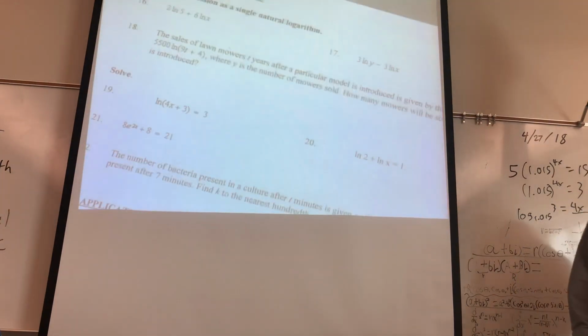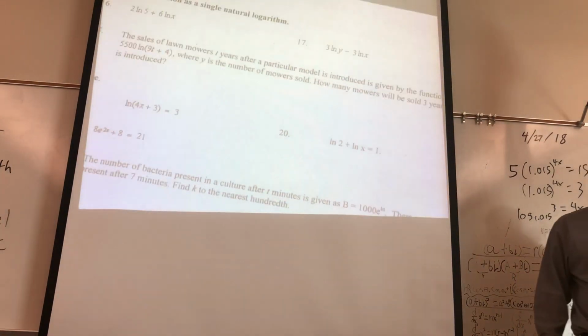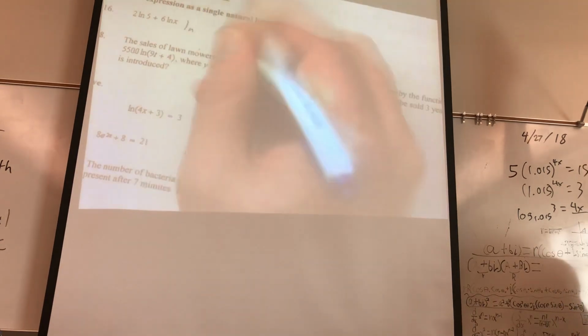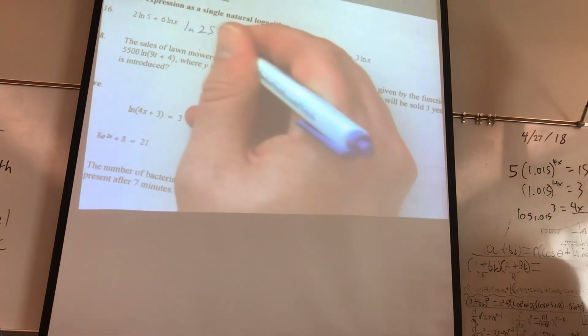We flip this over onto the back. Write the expression as a single natural logarithm. Natural logarithms have the same rules. This is the ln of 5 squared, which is 25 times x to the 6th.